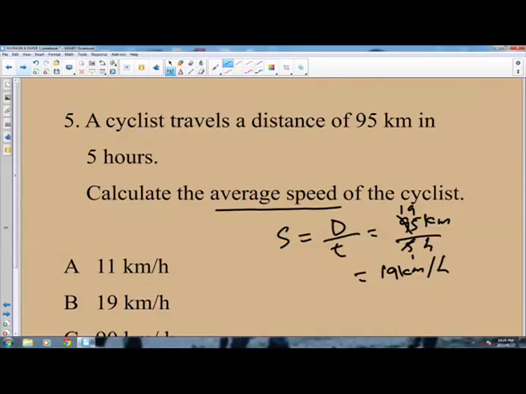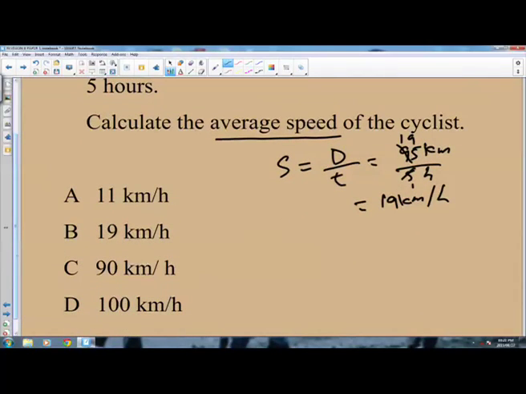Upon working out this question where we are given the distance as 95 kilometers and the time as 5 hours, we found that the average speed is 19 kilometers per hour. You now check in the alternatives and then circle the alternative representing 19 kilometers per hour.